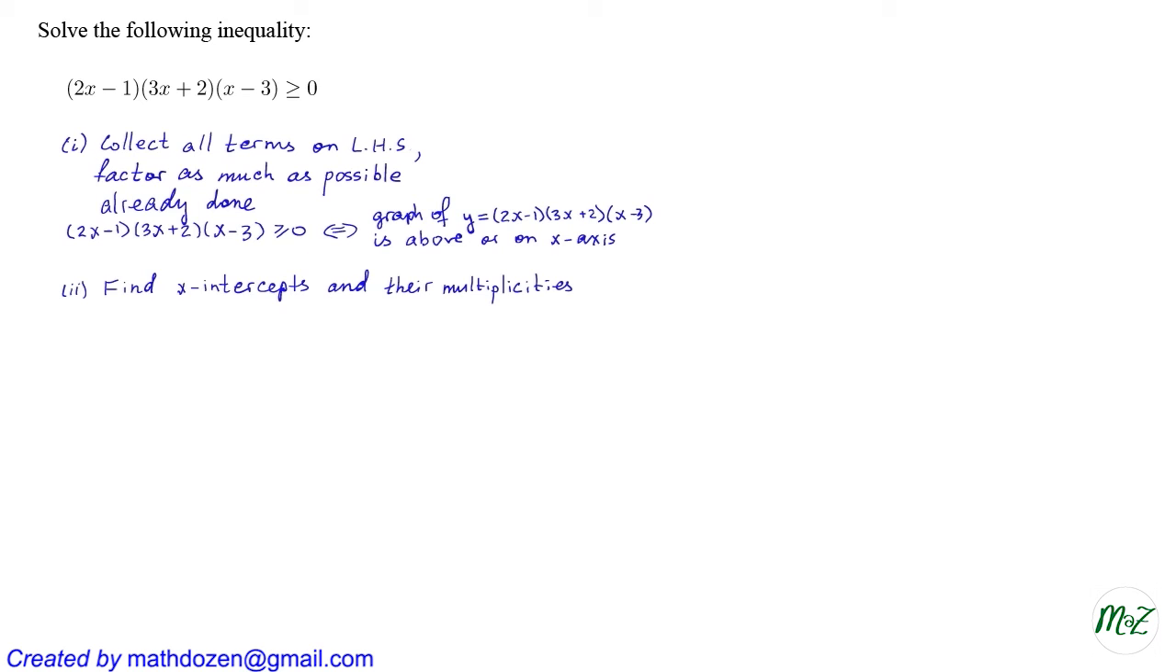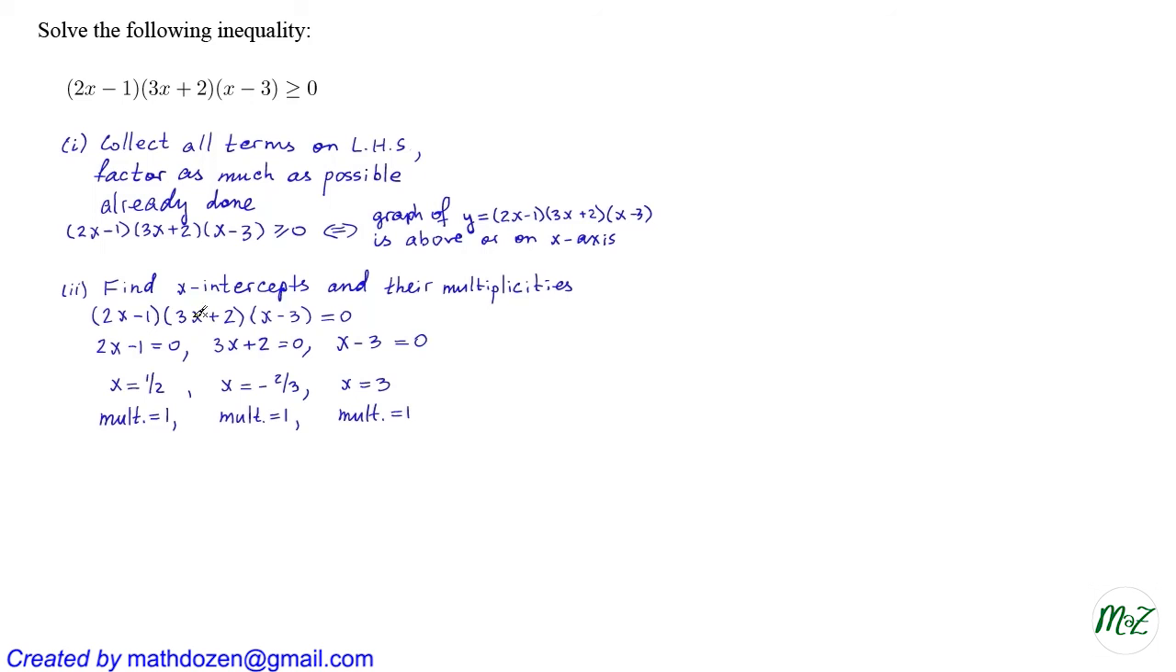So to determine where the graph is exactly on or above the x-axis, find the x-intercepts and multiplicities. So set the entire expression equal to 0. That splits into 2x minus 1 being 0, 3x plus 2 being 0, and x minus 3 being 0. So that gives us x equals 1/2, x equals negative 2/3, and x equals 3 for the x-intercepts. And the multiplicity of each of those intercepts will be 1, because each of those parentheses is only to the first power. So the graph crosses the x-axis at each of the 3 x-intercepts.